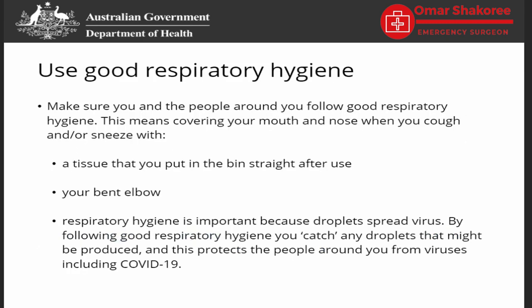Number four is to use good respiratory hygiene. Make sure that you and the people around you follow good respiratory hygiene. This means covering your mouth and nose when you cough or sneeze with a tissue that you put in the bin straight after use, or your bent elbow. Respiratory hygiene is important because droplets spread virus. By following good respiratory hygiene, you catch any droplet that might be produced. And this protects people around you from viruses, including COVID-19.